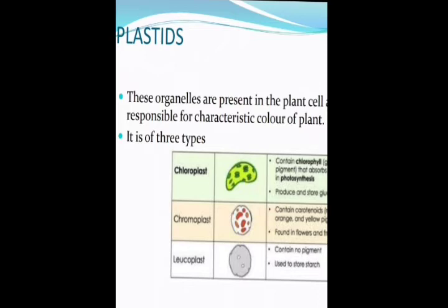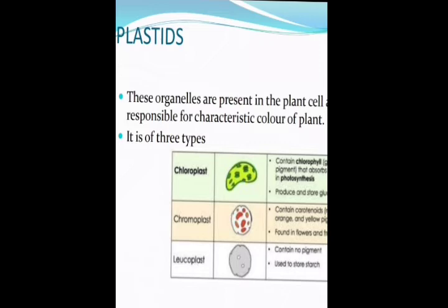The third type of plastid is called leucoplast. Leucoplast is the colorless plastid. No colorful pigments are present, it does not contain any color. So it is the colorless plastid generally present in the root, etc. So what role does it play? It plays a very important function in the storage of starch.